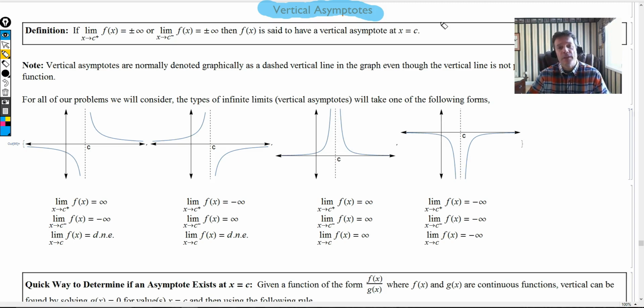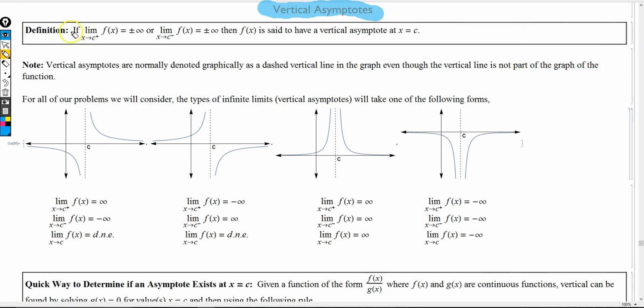So if we want to understand the behavior of a function and what its graph looks like, then we need to identify where it has these vertical asymptotes. So let's start with the definition. If the limit as x approaches c from the right of f of x is positive or negative infinity, or the limit as x approaches c from the left of f of x is positive or negative infinity, then we say that f of x has a vertical asymptote at x equaling c.